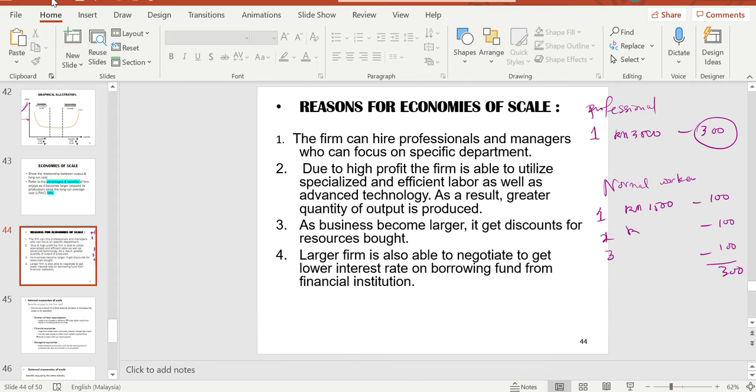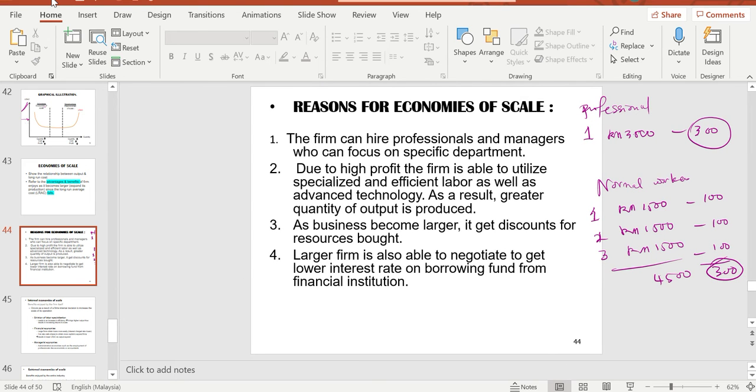So look at what happened to your cost. At the end of the day, you need to pay 4,500 to get 300 output. But if you hire professional, you get 300 output with the cost of 3,000 only. Tu kelebihan dia.